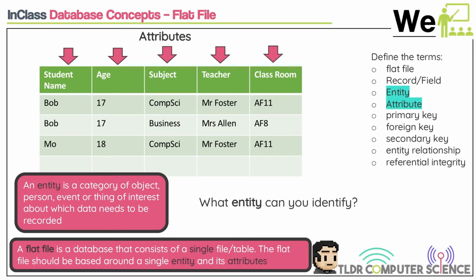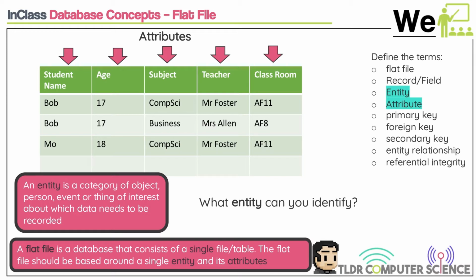So at some point we might identify that this is the student entity and its attributes are student name and age. But what is an entity? Well, an entity is a category of an object, person, event, or thing. And I described it earlier as a real-world object, person, or process. I mean, that's pretty much the same thing, but I would say that this is the definition you want to use for an entity. And the question I was asking is, what entity can you identify? Which you kind of did earlier, but let's look again at how easily we can see what those entities are.